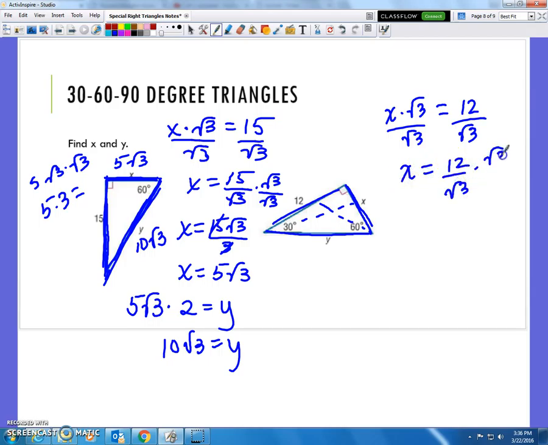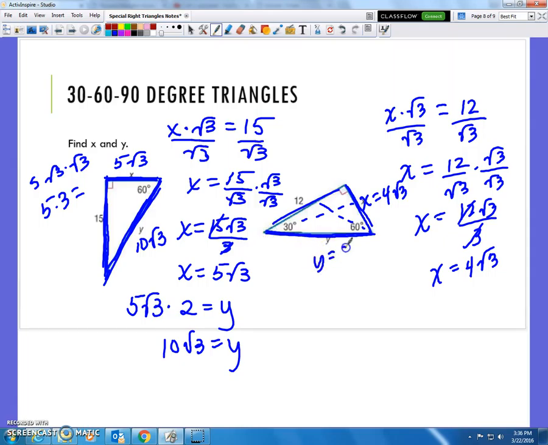And I need to rationalize my fraction. 12 root 3 over 3. And finally, reducing is important. That is key. 4 root 3. Now that I know my short leg side, I can figure out what my hypotenuse is. The relationship between the short leg and the hypotenuse is twice as big, so I know y must equal 8 root 3, or twice 4 root 3. And we'll save the rest for tomorrow.